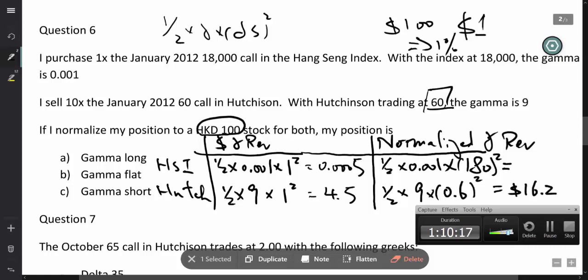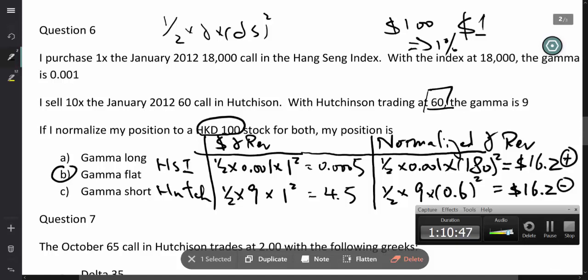Don't know the first one. What's the first one? 16.2. It's like magic, isn't it? So what is the right answer? You are long the first one. You're short the second one. What's the right answer? You must know by now. B, thank you. You are gamma flat.